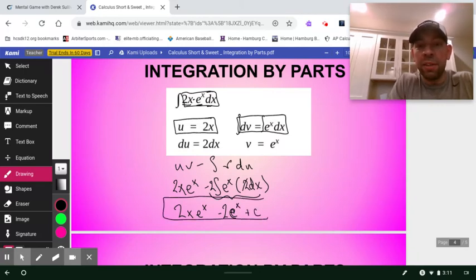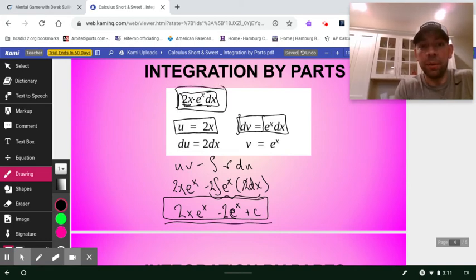That's my antiderivative, and a really nice check, and same could be said for all of your integrals, is just derive this expression. And when you finish deriving, you'll get this bear.